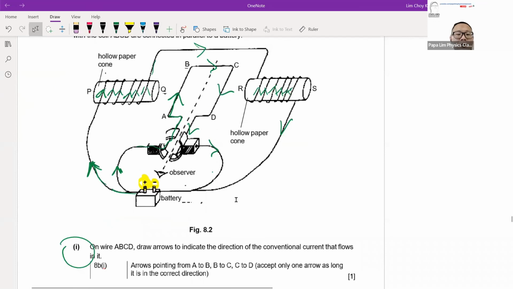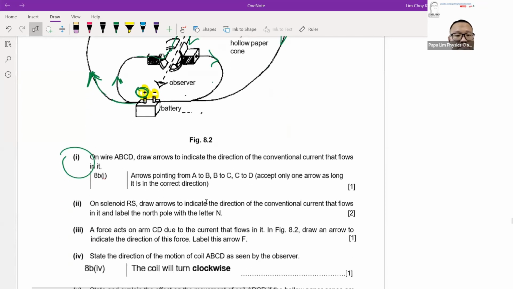How do I know the current starts from the left? Because the question gives you the hint already, the positive terminal. So this is what I mean by appreciating the question. The marker does give enough clue in the question, so it's our job as students to pick up the clue. Please be careful, be alert. On solenoid RS, indicate the direction of the conventional current, I've done that also.